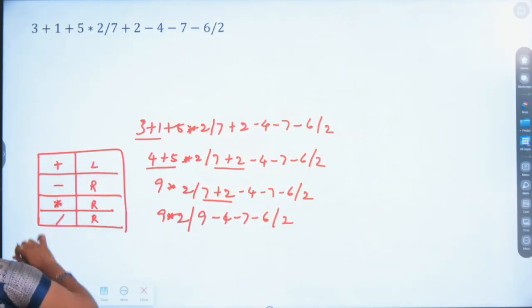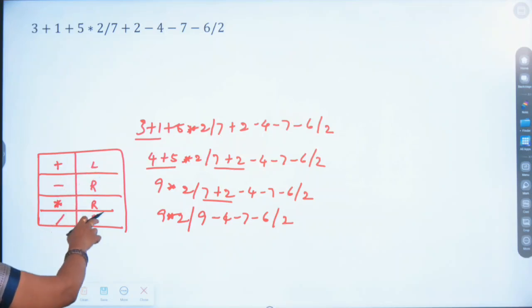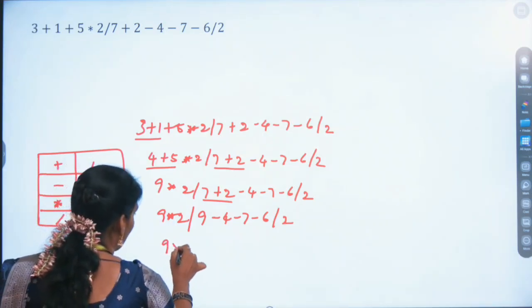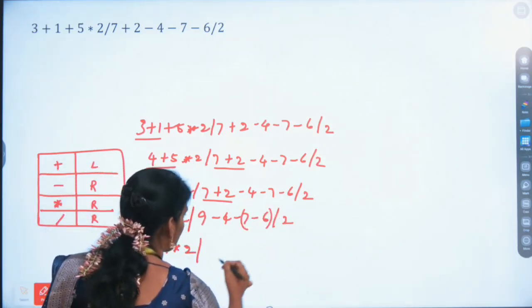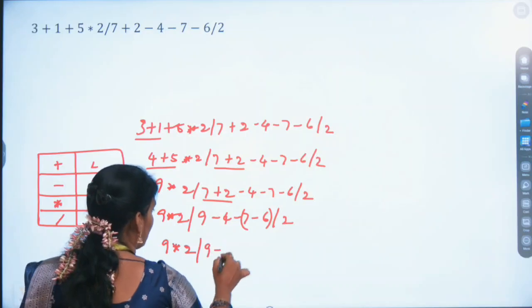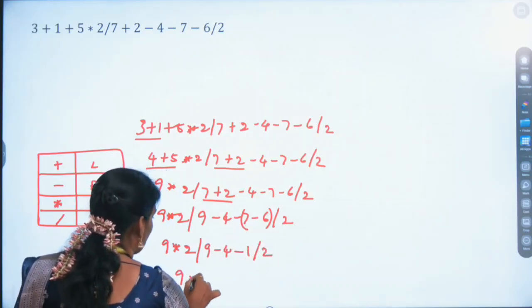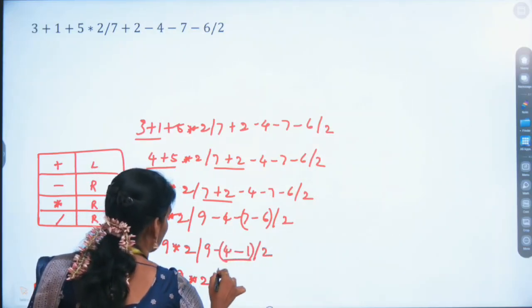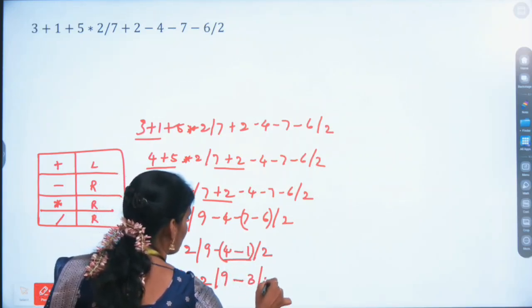The next precedence is subtraction. If the operator is subtraction, then the direction in which we have to evaluate is from right to left. So here we have to evaluate from right. 9 minus 4 minus 7 minus 6 is 1 by 2. Next again we have a subtraction, 4 minus 1. Divided by 9 minus 4 minus 1 is 3 by 2.